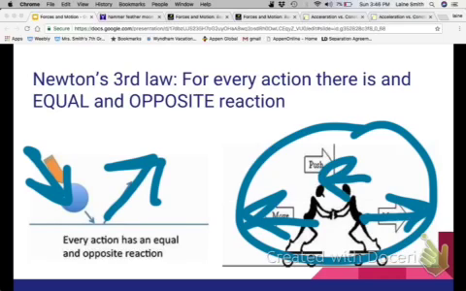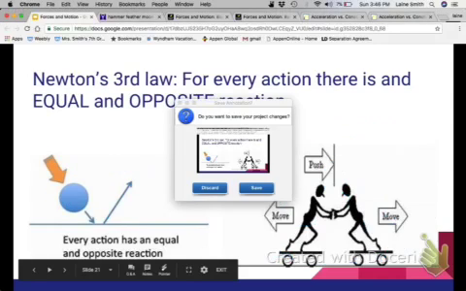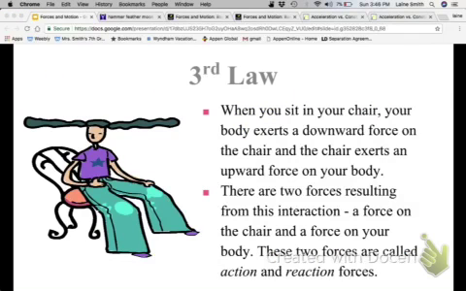Okay? Let's look at some other examples of Newton's third law. When you sit in a chair, your body is going to exert a downward force on the chair, and the chair is going to exert an upward force on your body. The two resulting forces, the force on the chair and the force on your body, are called action and reaction forces. The force downward is equal to the force upward, which is why you are not moving.